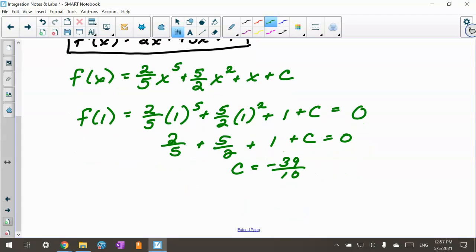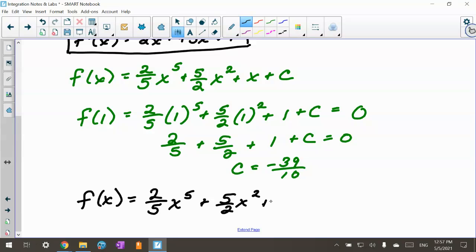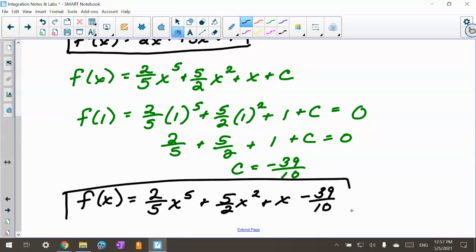Okay, so my actual f of x function is going to be 2/5 x to the 5th plus 5/2 x squared plus x minus 39 over 10. So I think that's enough for this one video, and I'll continue on with the evens with another video.